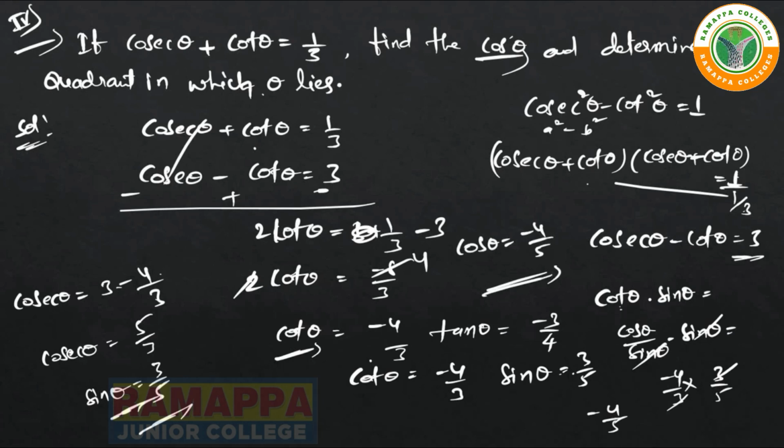Moving to the next question. This theta value lies in the second quadrant. I will explain these quadrants when I make the formulas videos. Formulas are very important, and I will make videos of formulas also. At that time I will explain the quadrant values and everything. Now moving to the next question.